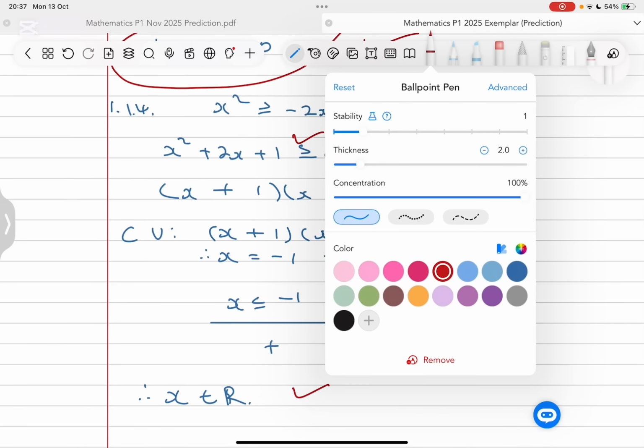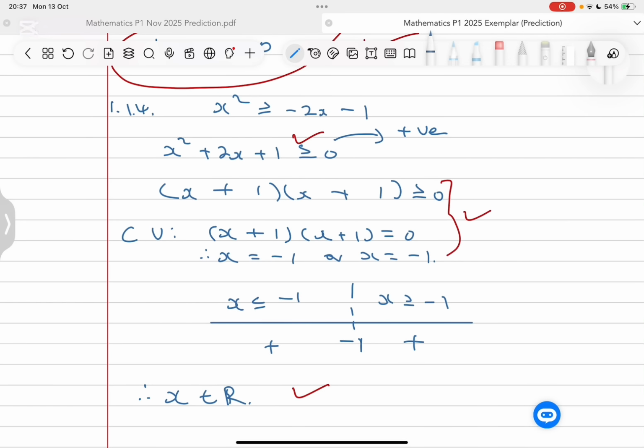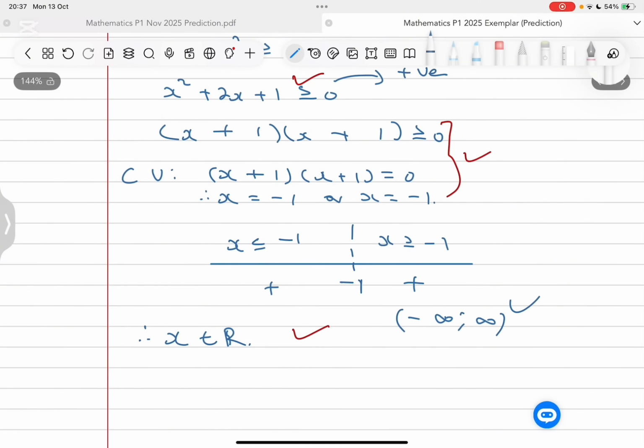There are other ways in which one can write this. You can still say, my answer would be -infinity to infinity. So these are all real numbers, really. This will also give you a mark if you write it like that, and any other notations that you might know.